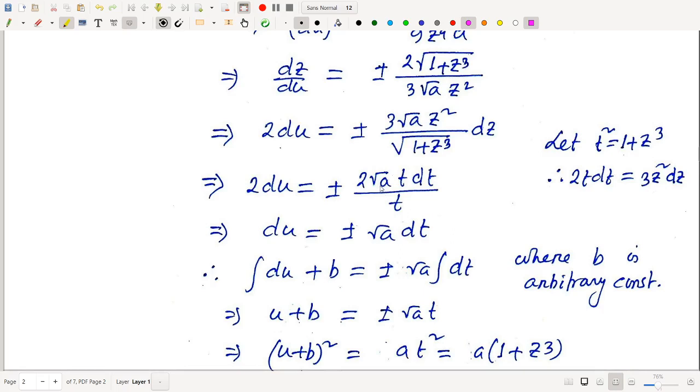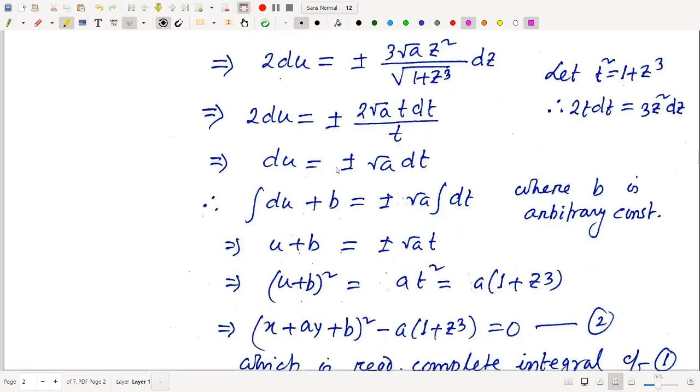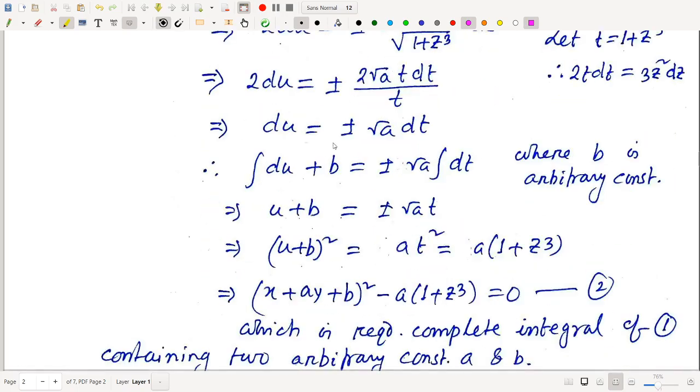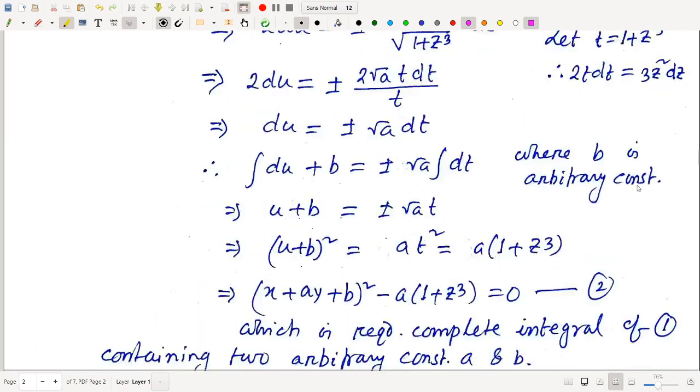Then it becomes 3 z square dz is 2t dt. So it will be 2 root a t dt, and the denominator is t square root, so it is t. So 2 cancels, and then integrating constant we have added to the left side. Integral du plus b means u plus b, and the right side integral of dt is t. And then if we square, u plus b square is a t square, plus minus gone. T square is 1 plus z cube, already we have substituted there.